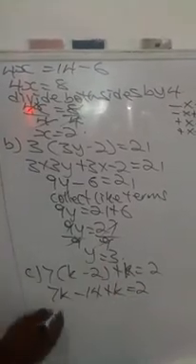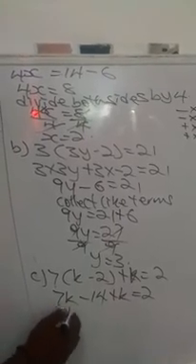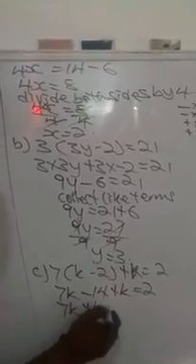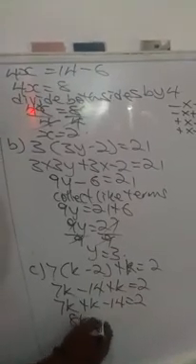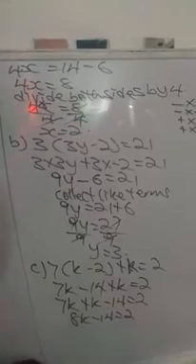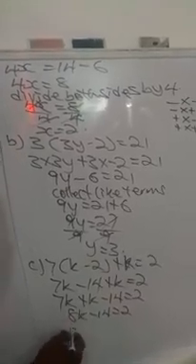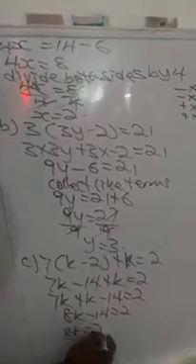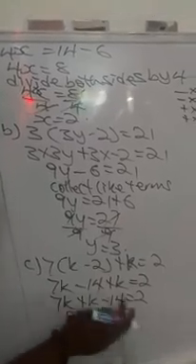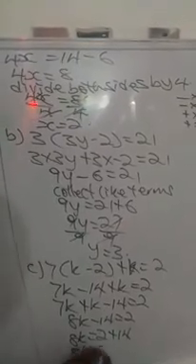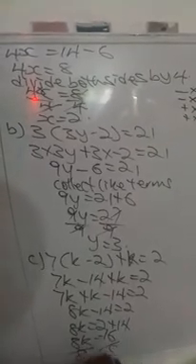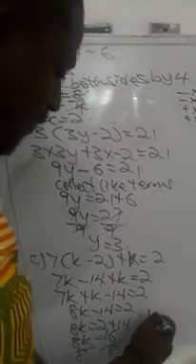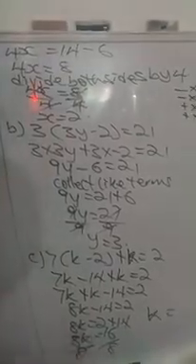So what we're going to do now, we're going to bring the k's together. 7k plus k minus 14 equal to 2. That is going to give us 8k minus 14 equal to 2. Then we'll collect like terms. So we are going to be having 8k equal to 2 plus 14. Now this will give us 8k is equal to 16. So we divide both sides by 8. We are going to be having k now. We cancel out. That will simply give us 2.